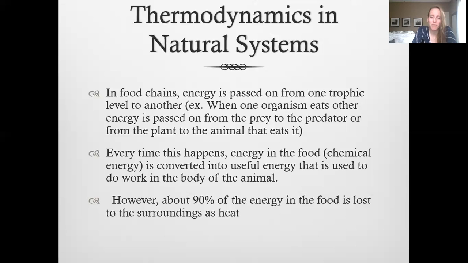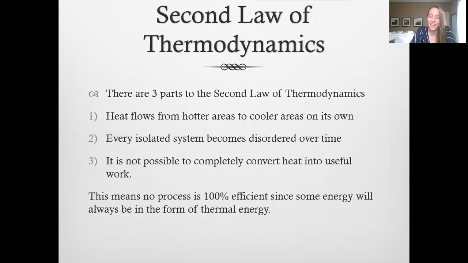However, about 90% of the energy in food is actually lost to the surroundings as heat or other forms of useless energy. So only about 10% of the energy that's in things that you eat can actually be efficiently used by your body. So it's a very inefficient process. And that brings us to the second law of thermodynamics, which there's actually 3 parts of. The first just says heat always flows from hotter to cooler areas on its own.